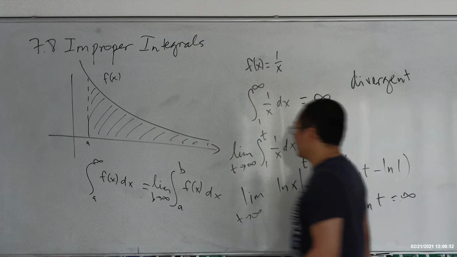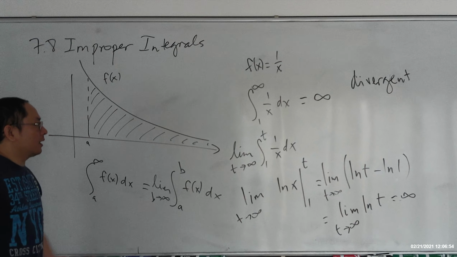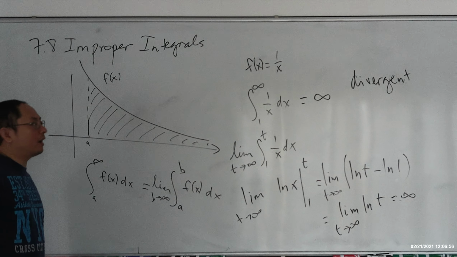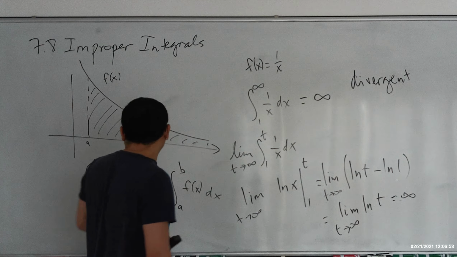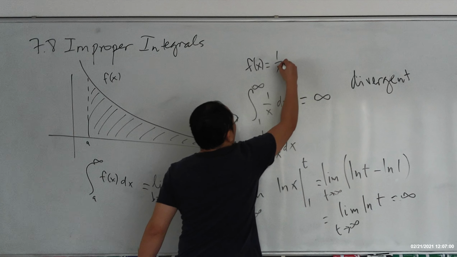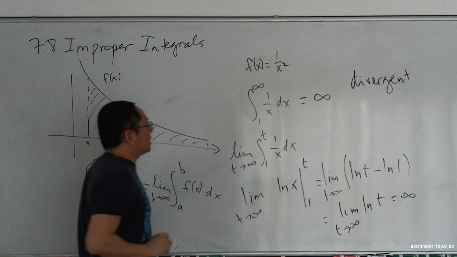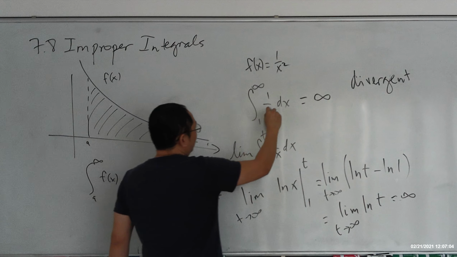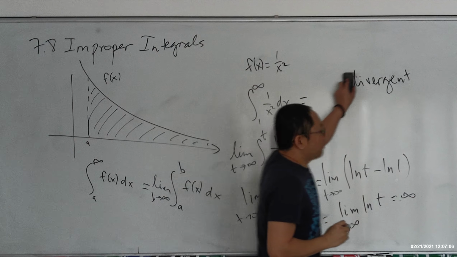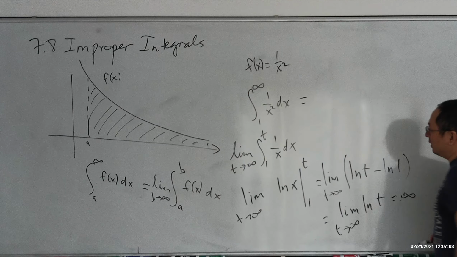It's going to be a very large number. Okay, but not all the cases. Sometimes the areas turn out to be a finite number. We'll see this in another example. Say f of x equals 1 over x squared. I want to calculate the same thing, the integral of 1 over x squared dx, and I claim that this area will be a finite number. Take a look.